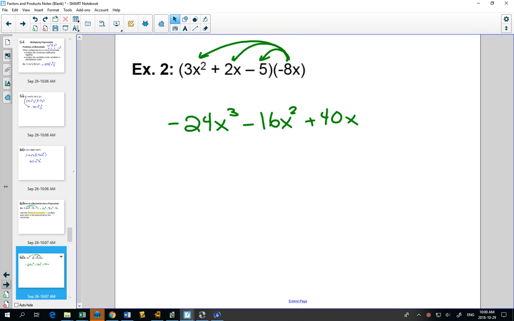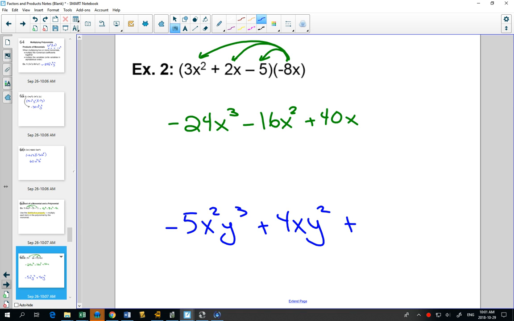Just to mix it up a little bit, let's say you had something like this, just to talk about a bunch of things. Here, the first term would have a degree of 5. The second term would have a degree of 3, because the x has an exponent of 1. And the last one would have a degree of 0. Okay? Because there's no variables whatsoever.